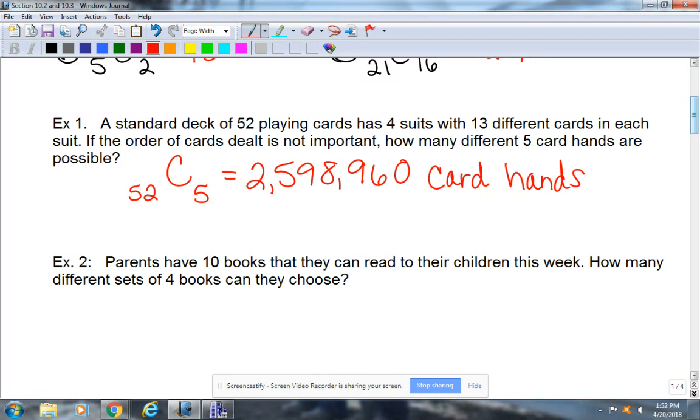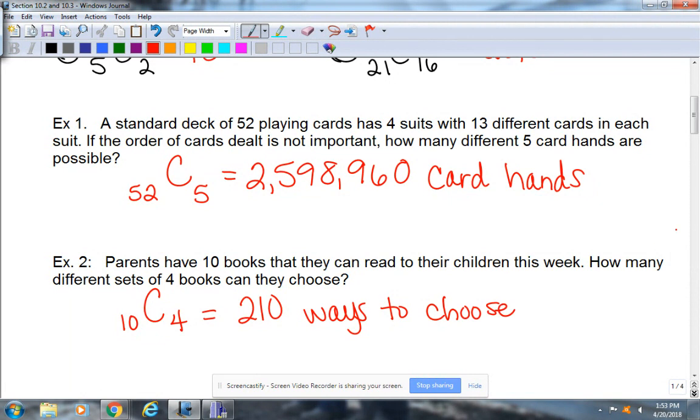So how many is our total? 10. How many are we choosing? 4. So you're going to type in 10C4. 210. Or I should say 210 ways to choose. As I told y'all yesterday, word problems need word answers.